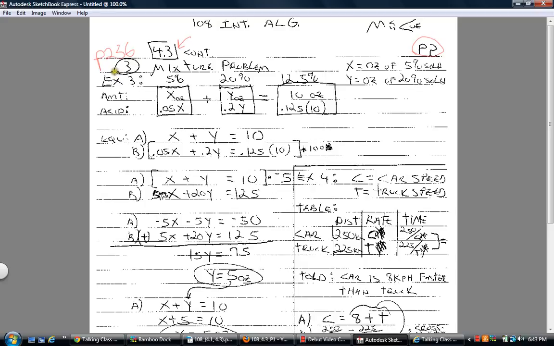It says, how many ounces each of a 5% hydrochloric acid and a 20% hydrochloric acid must be combined to get a 10-ounce solution that is 12.5% hydrochloric acid.